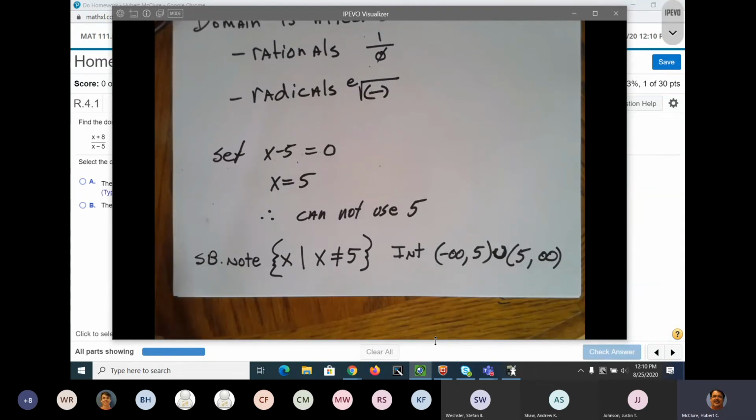Again, you're not going to see a lot of interval notation. You're going to see some, but not a lot. So domain and range is not that big of a deal, but you need to know a little bit of it.